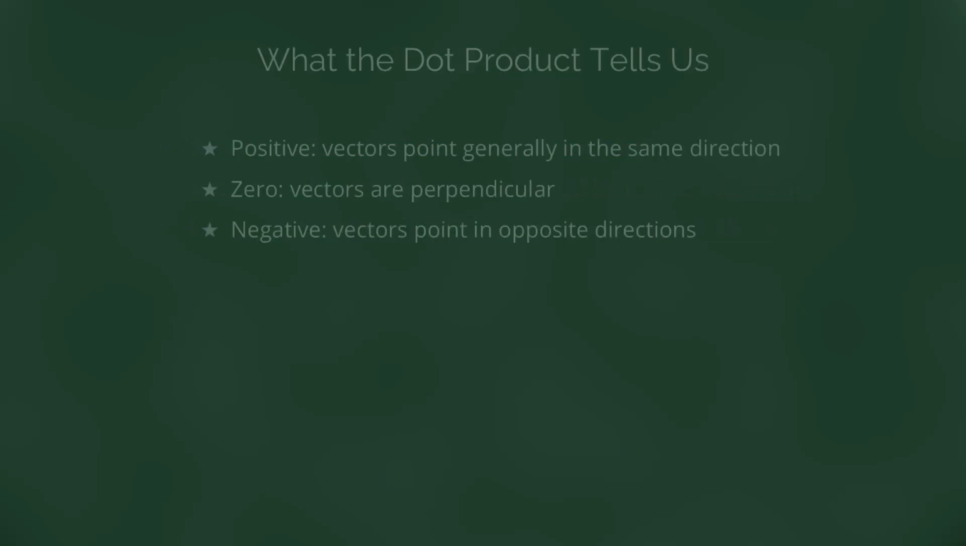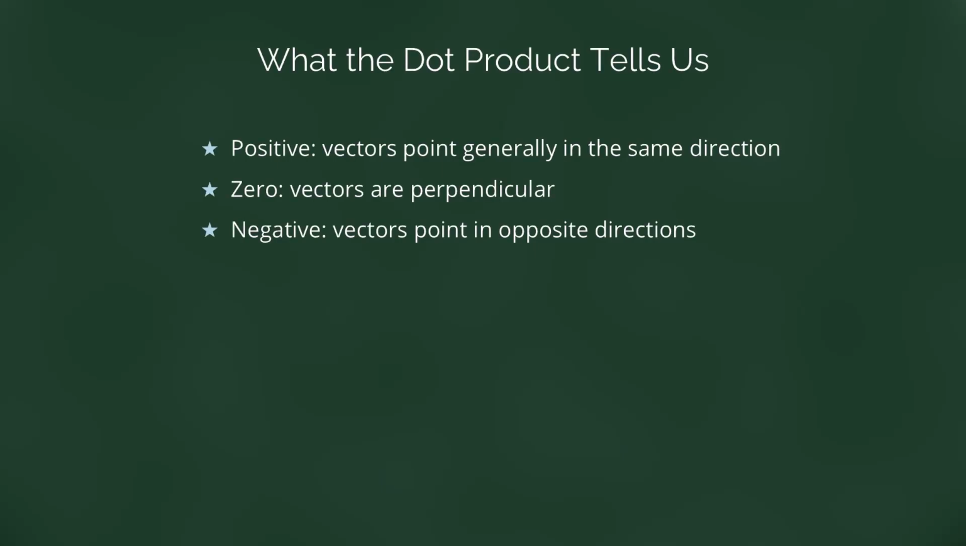onto another. Some things to keep in mind when working with dot products is that when the dot product is positive, it tells us that the vectors are pointing generally in the same direction. What this means is that we know that the angle between the two vectors is smaller than pi over 2 radians or 90 degrees. If the dot product is 0, then the angle between the two vectors is exactly 90 degrees or pi over 2, and the vectors are perpendicular. If the vectors have a negative dot product, then we know that they're pointing generally in opposite directions and that the angle between them is greater than 90 degrees or greater than pi over 2 radians.